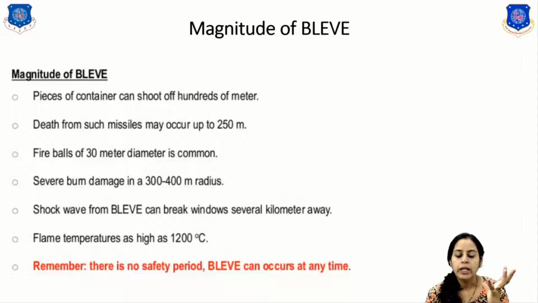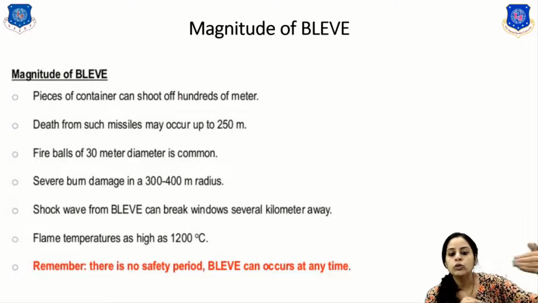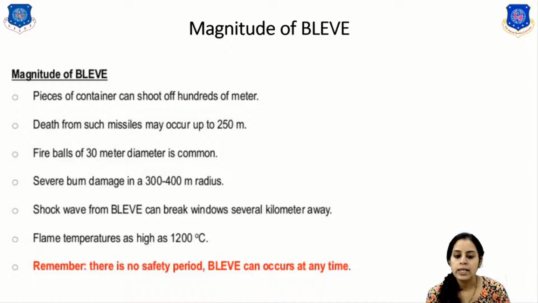So the magnitude of the BLEVE: a piece of the container can shoot off hundreds of meters. Death from such missiles may occur up to 250 meters. A fireball of 30 meter diameter is common. Severe blast damage occurs in a 300 to 400 meter radius.